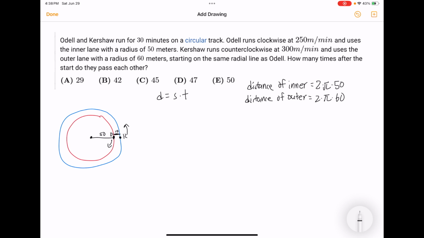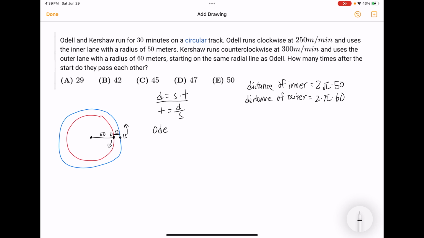And then we also know the speed. It tells us that Odell's speed is 250 meters per minute, and Kershaw's speed is 300 meters per minute. So what we want to do now is figure out how long it takes for each person to run one lap. So we are trying to figure out the time here. We can rearrange this to get time, and it would be equal to distance over speed.